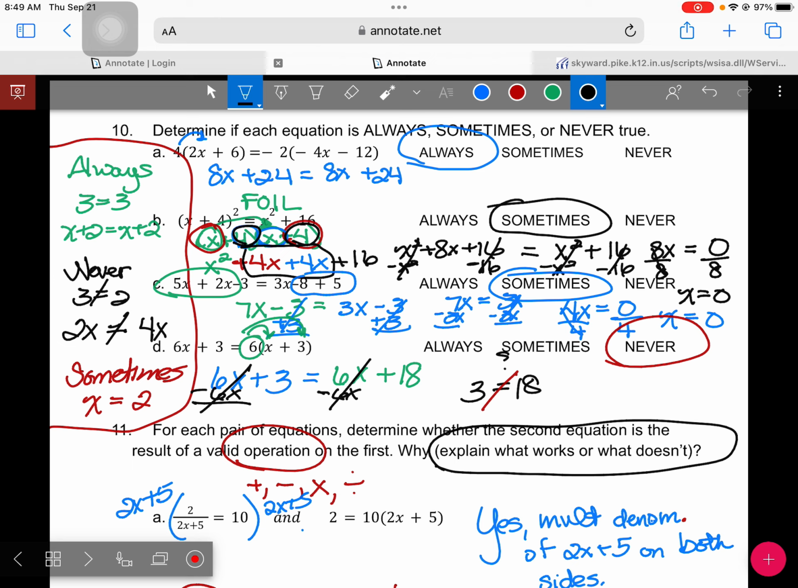For letter A, I distributed on the left, I distributed on the right, and I ended up with 8x plus 24 equals 8x plus 24. That's like the always. So that one is always true. Letter B, you're going to get x squared plus 8x plus 16 equals x squared plus 16. You subtract, you get 8x equals 0. Divide by 8. X is equal to 0.